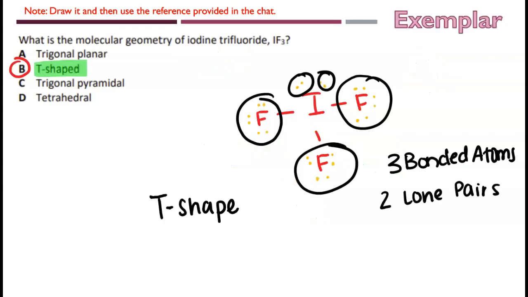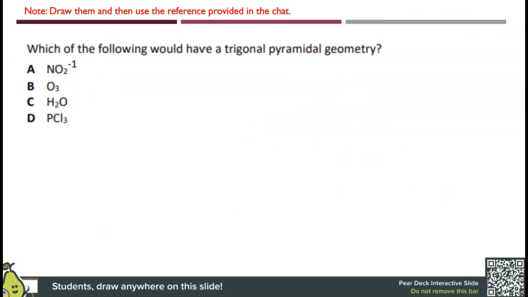So here we have it. This is what you should have drawn. So it has 3 bonded atoms. I'm probably going to shorten it, put BA, and 2 lone pairs, LP.